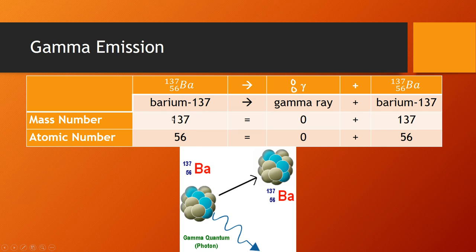So barium-137 starts out, it emits this ray, it gets rid of some of this energy that's in the nucleus. And in doing so, it didn't release any particles. So the mass doesn't change, the atomic number doesn't change, therefore the identity doesn't change. So if you see that it's the same on each side, you can assume that we are talking about gamma.